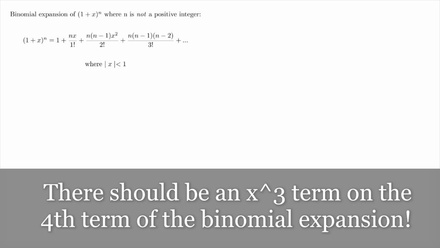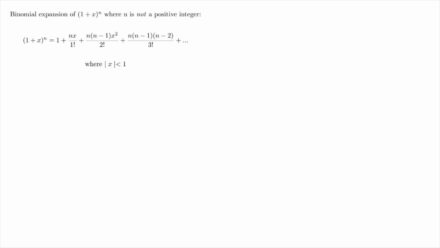So we're going to cover the binomial expansion of 1 plus x to the power n, where n is not a positive integer. So n can either be negative or a fraction. So the binomial expansion of 1 plus x to the n is 1 plus nx over 1 factorial plus n multiplied by n minus 1 x squared.